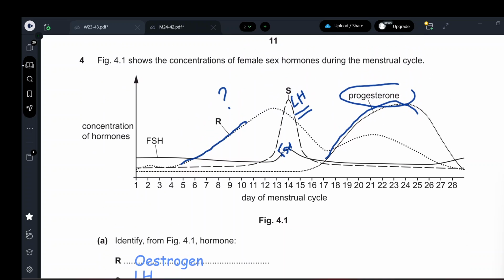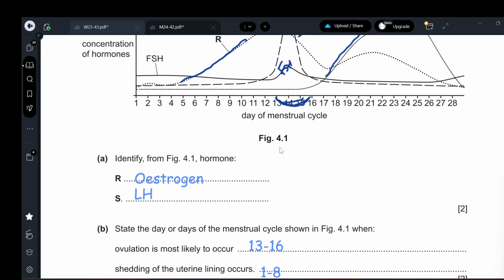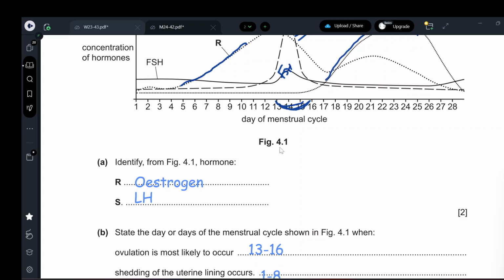State the day or the days of the menstrual cycle shown when ovulation is most likely to occur. When will ovulation happen? You can write any day within this range, the range where the LH is high. If you write 13, 14, 15, it is correct. Or if you write the whole range, it's still correct. So 13 to 16, or you can choose a day. If you write day 14, it's correct.